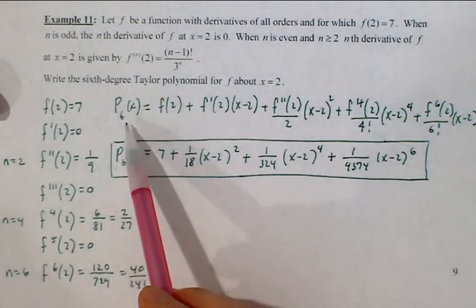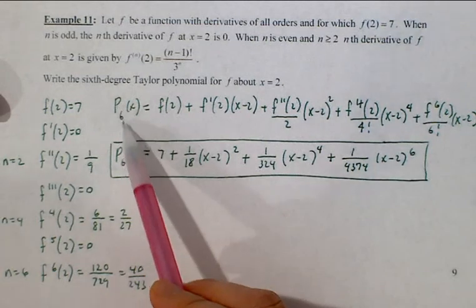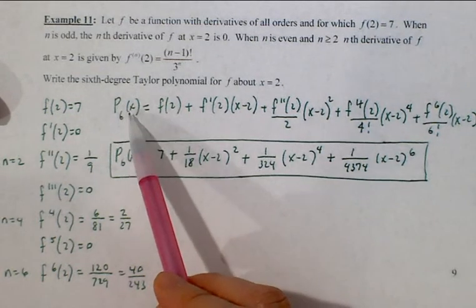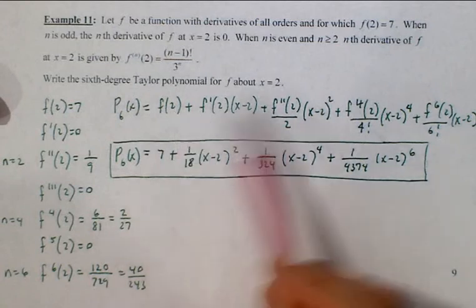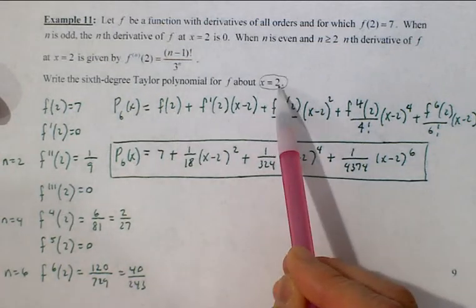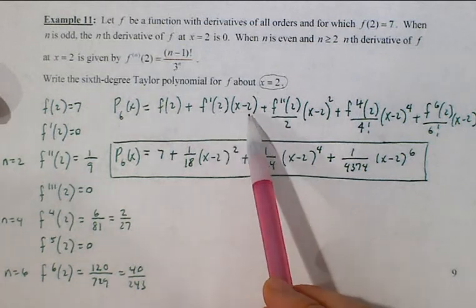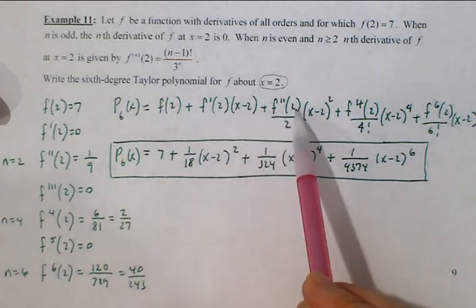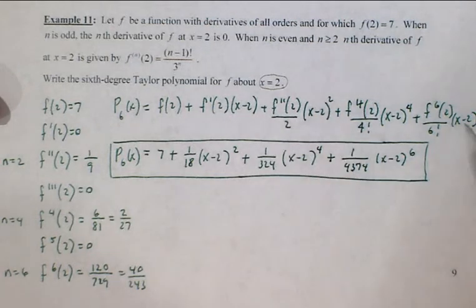The question is, write the sixth degree Taylor polynomial for f about x equals 2. I'm going to write out the general first, which is P of the sixth degree Taylor polynomial is f of 2, since they tell you x is equal to 2, plus f prime of 2 times x minus 2, plus f double prime of 2 over 2 times x minus 2 squared, and so on all the way up to x minus 2 to the sixth power.